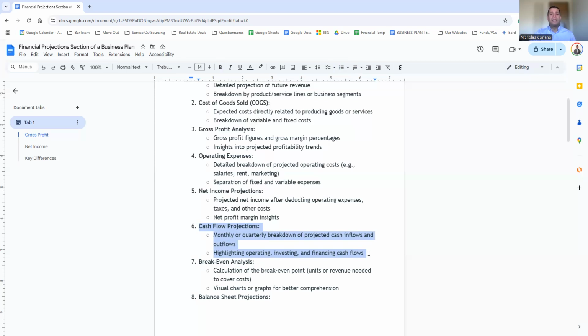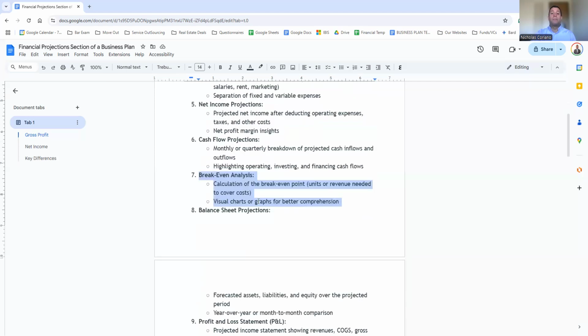Number 7 for things to include in a financial projections section of a business plan is the break-even analysis. Okay, so if you're starting a business or if you're expanding a business, this calculates the break-even point, or the units or revenue needed to cover the cost. And usually in this section, you want to include visual charts or graphs for better comparison. So basically, it shows you when or how many units I need to sell to get all my money back, right? To break even. So a break-even analysis should be included in every financial projections section of a business plan.